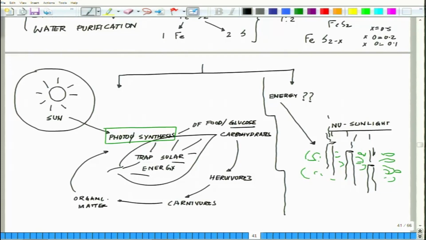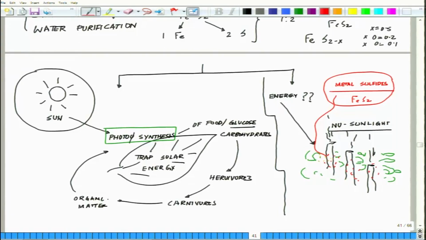And this whole area is rich in different kinds of transition metal sulfides, and the one which is in excess amount is pyrite. So, is pyrite the source of energy, or is it playing a critical role?